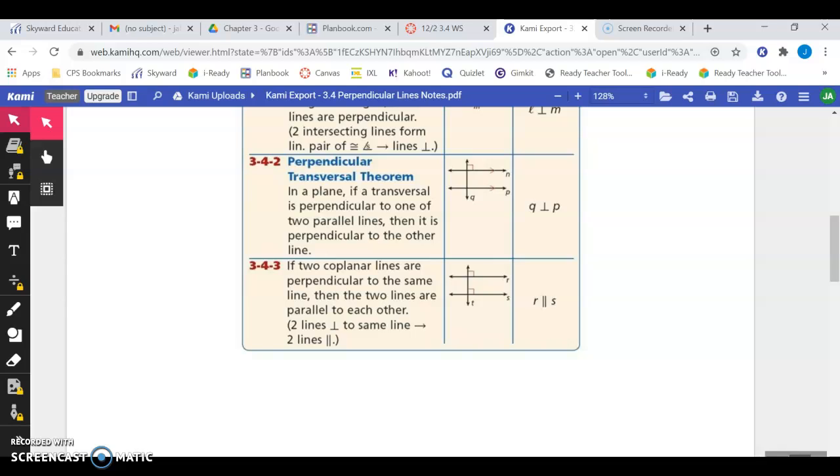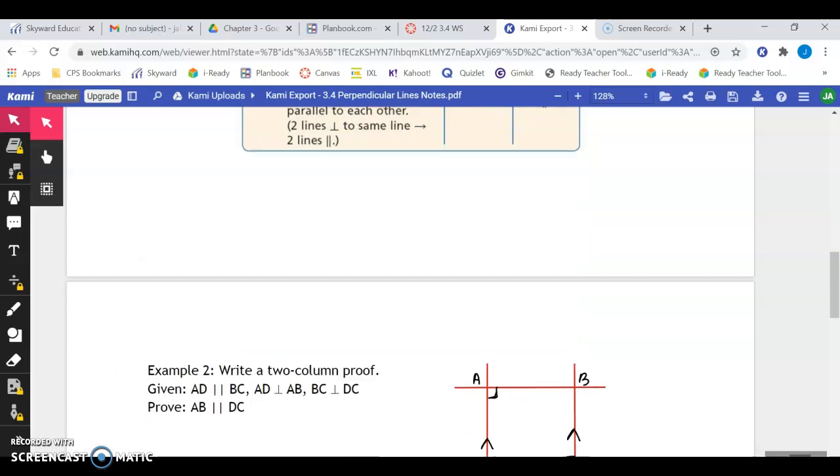So if those two lines form 90-degree angles with the transversal, then that proves that they're parallel lines because they would both have to form 90-degree angles to be perpendicular to the transversal. If one formed a 90-degree angle and the other one didn't, then they would not be parallel. They would eventually touch if we extended them. So they would both have to be parallel if they're both perpendicular to the transversal.